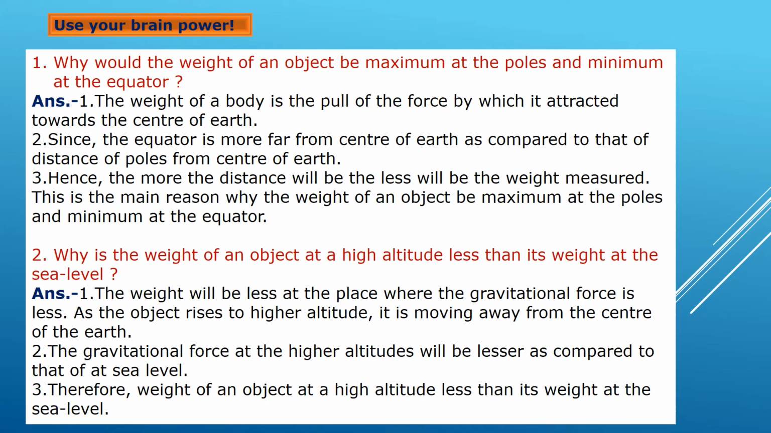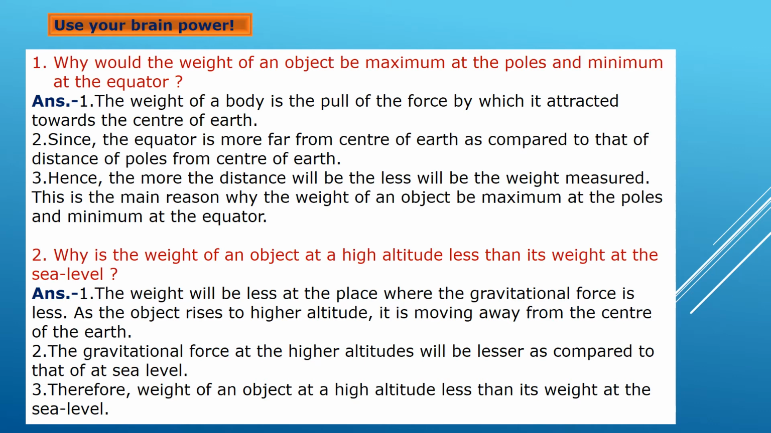Now use your brain power. Why would the weight of an object be maximum at the poles and minimum at the equator? The weight of a body is the pull of the force by which it is attracted towards the center of the earth. Since the equator is farther from the center of the earth than the poles are, the more the distance, the less the weight measured. This is the main reason why the weight of an object is maximum at the poles and minimum at the equator.